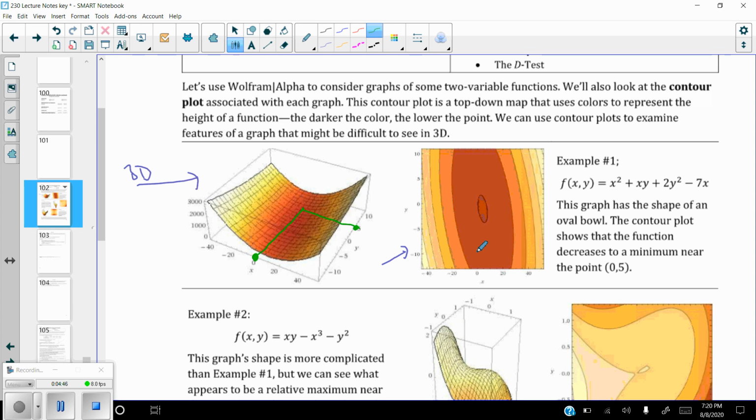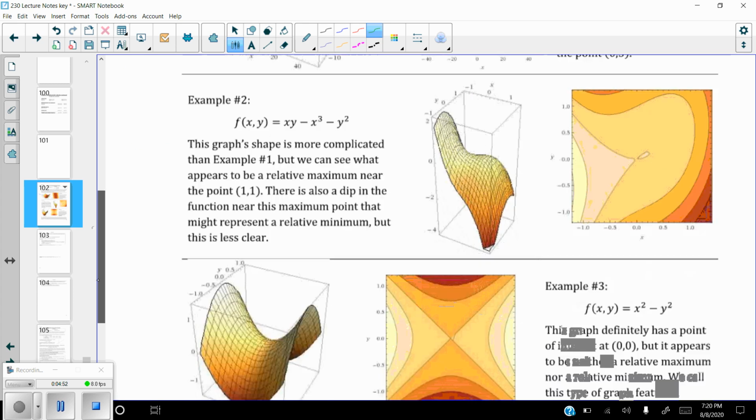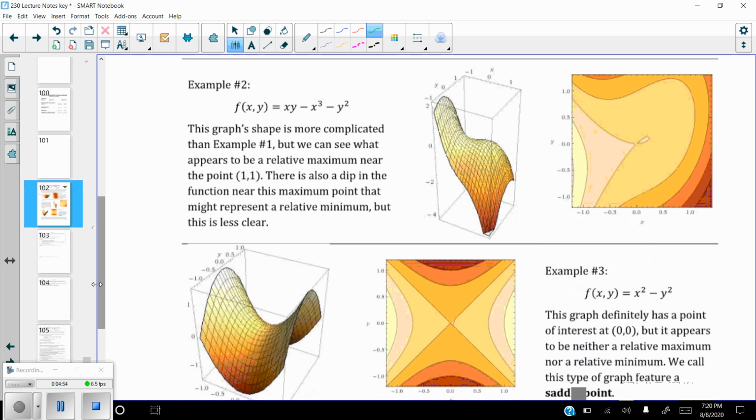Again, this is just really developing the idea behind what's going to happen here. If we look at example 2, example 2 is a little bit more interesting. If you look at the three-dimensional graph, that's kind of an interesting looking shape there. Looks like maybe we've cut off part of the side of a hill or a mountain or something like that, and we're looking at how it curves and goes down the slopes. It's f of x, y equals xy minus x cubed minus y squared.